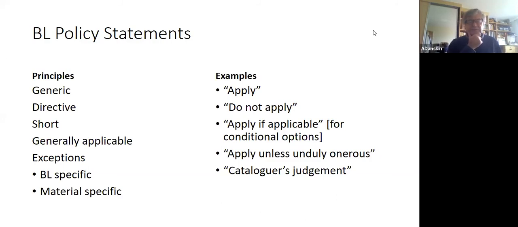So you would see some examples of things there. Apply, do not apply, that is the policy statement. Apply if applicable, that's what we use when there's a conditional statement. And apply unless unduly onerous is one that's always caused great amusement to people, but sometimes we have to balance how much information we can provide with how much time we've got to provide it. So that gives the catalogers an opportunity to exercise their judgment. And that is also a fairly frequent occurrence, that cataloguers' judgment statement, because we can't prescribe everything.